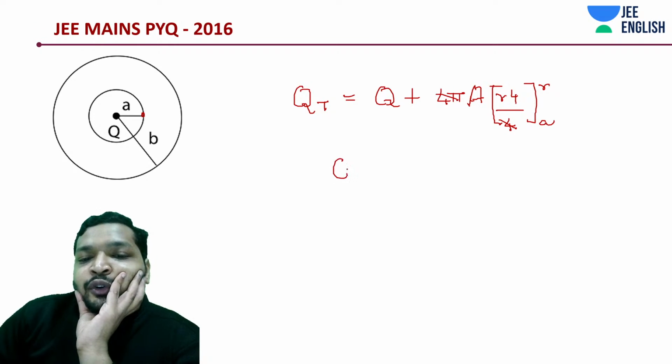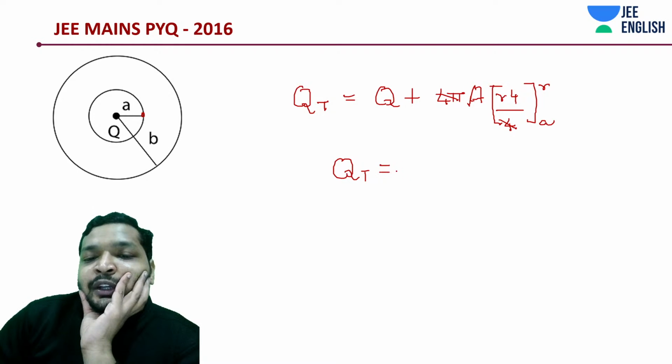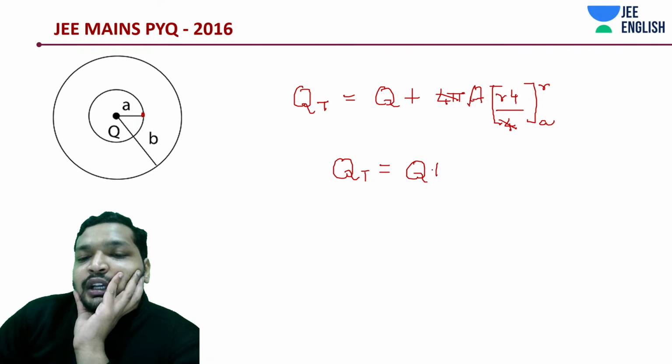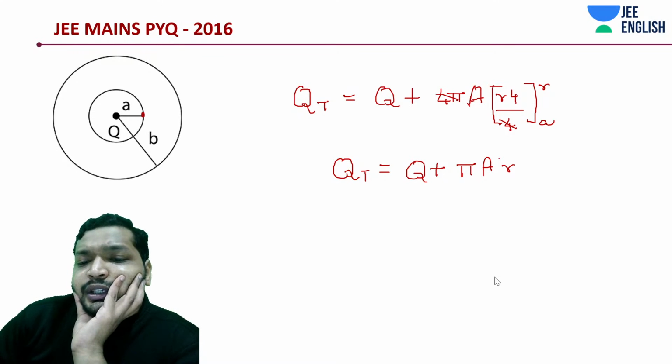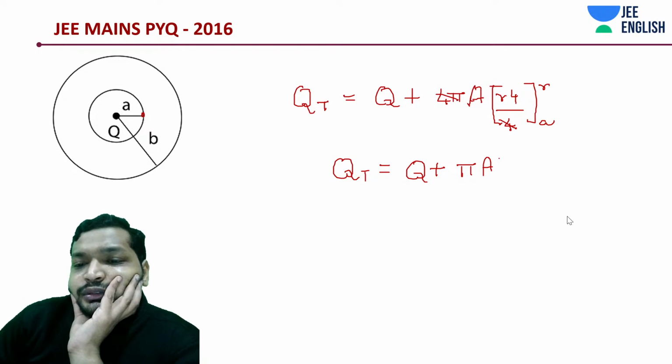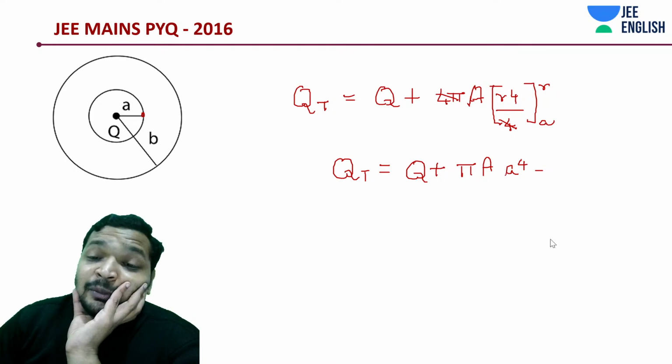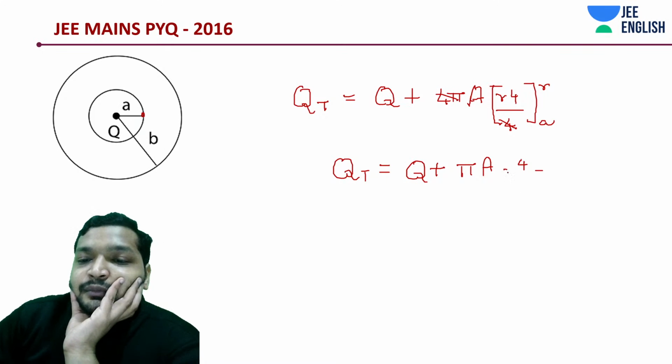So you would get Q total, and the next thing you know is going to be Gauss law, guys. Gauss law is the next thing, is equal to pi A R to the power 4, which should be written as A to the power 4 minus, sorry, R to the power 4. I'm really sorry. R to the power 4 minus A to the power 4. All right, that is it.